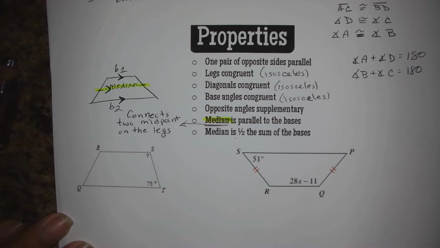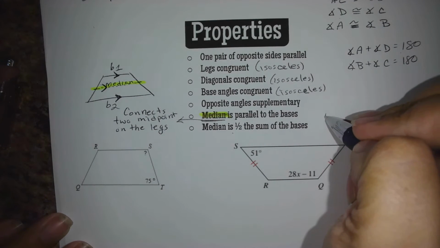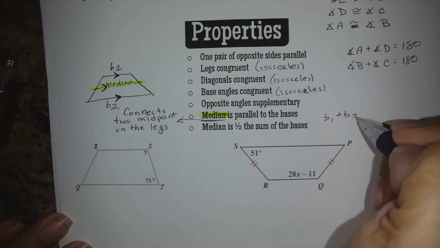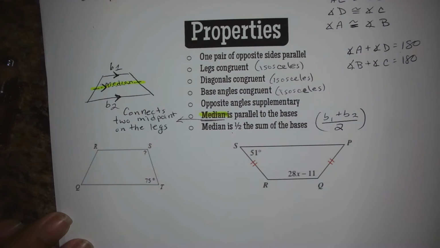We also have our formula for this median to know how long it is, or the distance. So this is actually the base 1 plus the base 2 added together, and we're taking half. That's our formula for that.